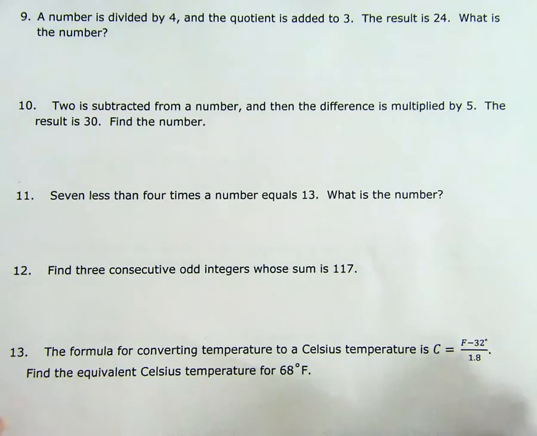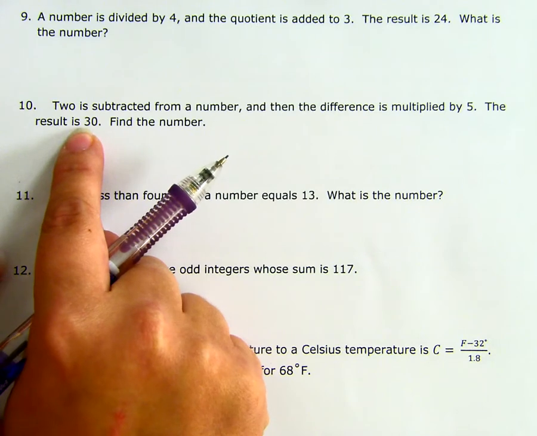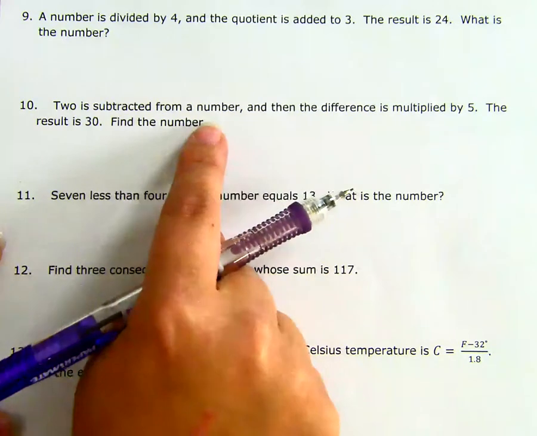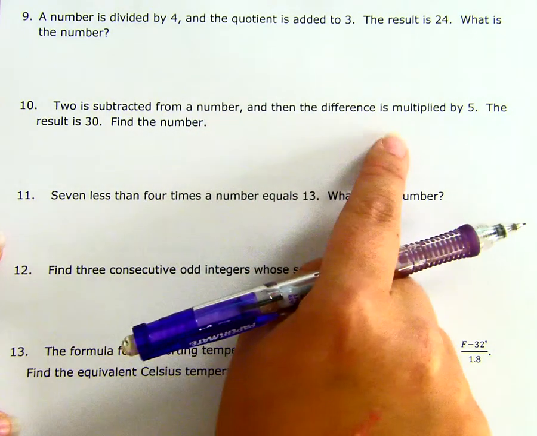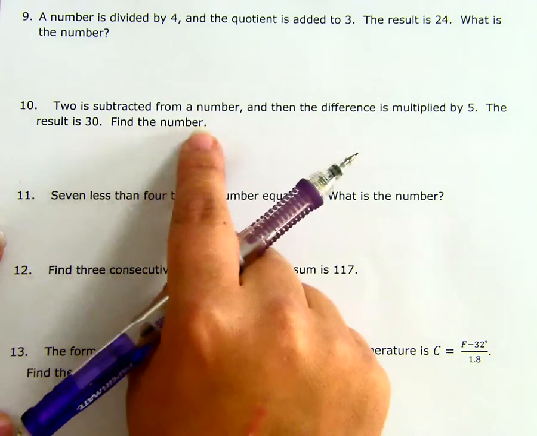Okay guys, today we are going to write equations from word problems and then solve them. So we're going to start with this problem right here, number 10. It's on the worksheet that you guys took home. It says 2 is subtracted from a number and then the difference is multiplied by 5. The result is 30. Find the number.